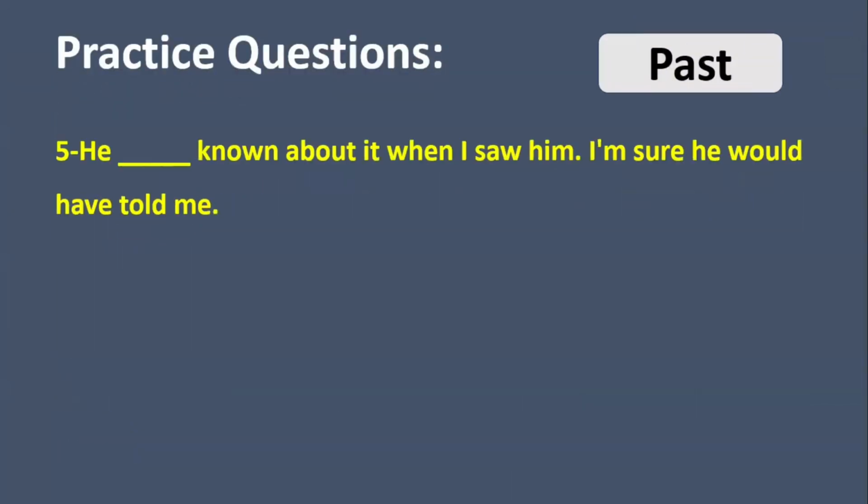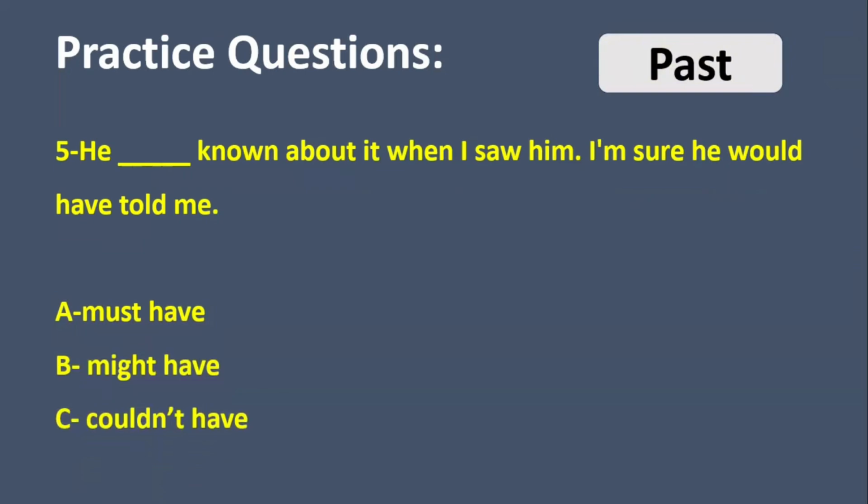Another one. He must have known about it, or might have known about it, or couldn't have known about it when I saw him. I'm sure he would have told me. What does it mean? Let's look at the second part of the sentence. I'm sure he would have told me. يعني أنا متأكد إنه كان هيخبرني. كان هيخبرني. Okay? So he couldn't have known about it.